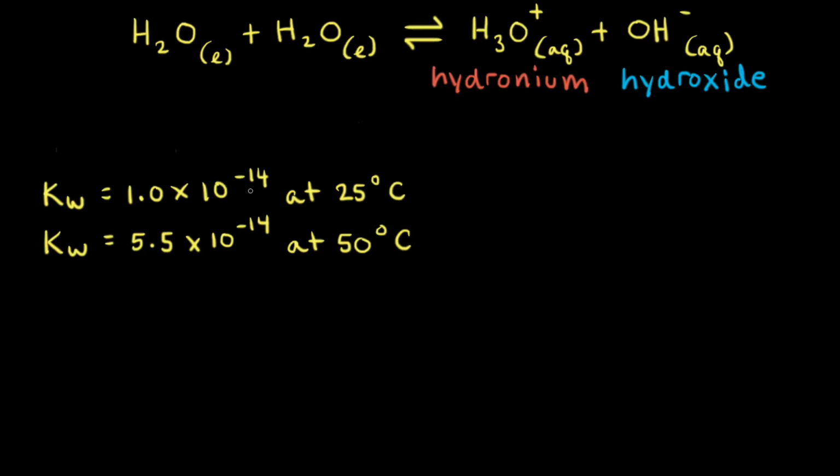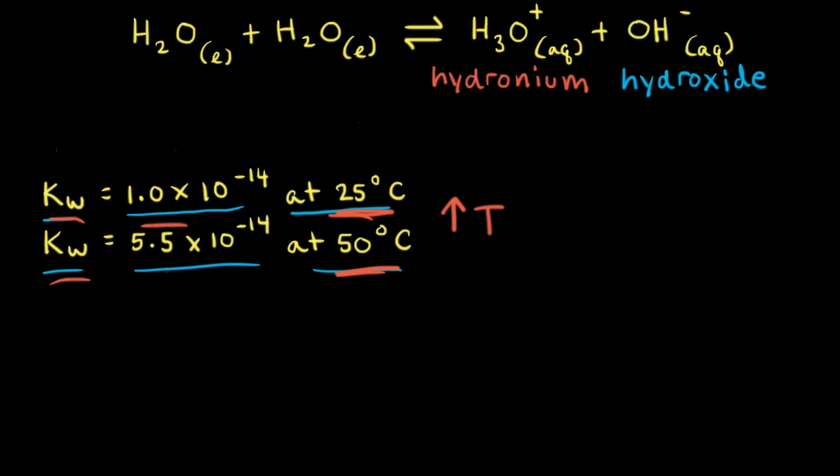An equilibrium constant is only constant at a specific temperature. For example, at 25 degrees Celsius, Kw is equal to 1.0 times 10 to the negative 14. But if you change the temperature, you change the value for Kw. At 50 degrees Celsius, Kw is equal to 5.5 times 10 to the negative 14th. So an increase in temperature from 25 degrees Celsius to 50 degrees Celsius causes an increase in the value for Kw. So increase in temperature causes an increase in Kw.